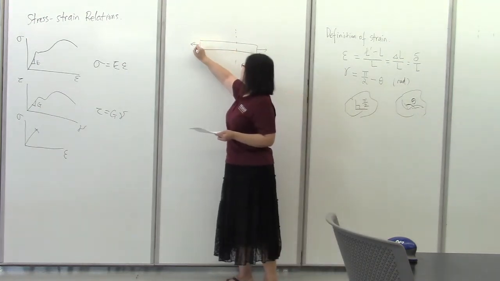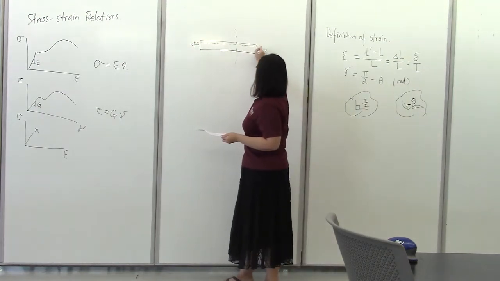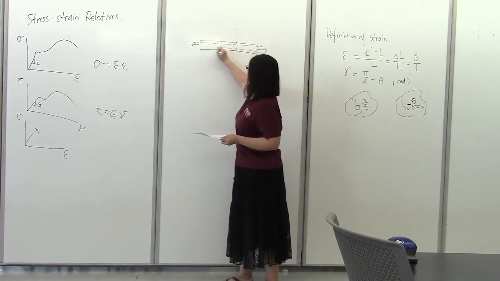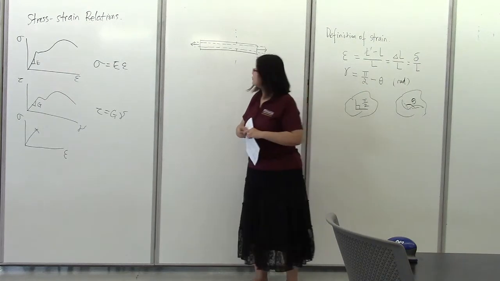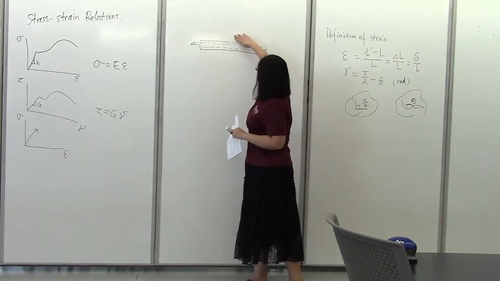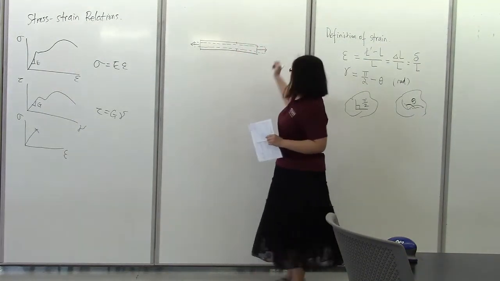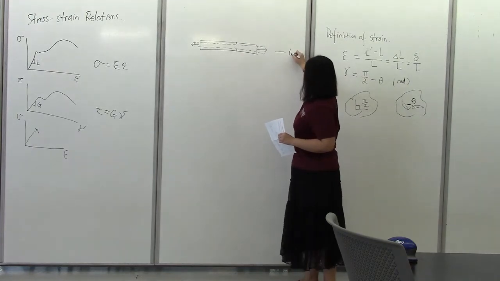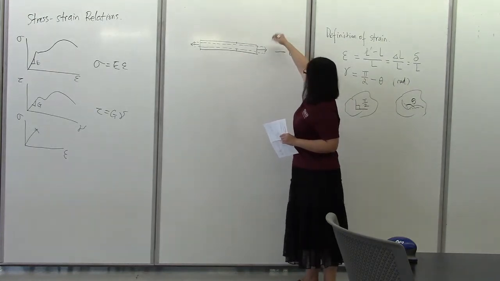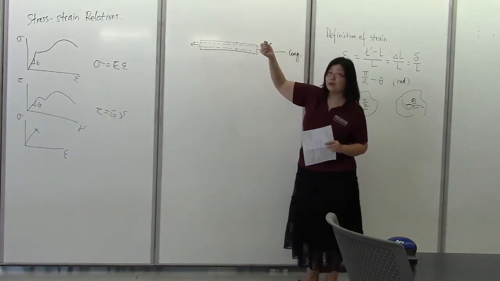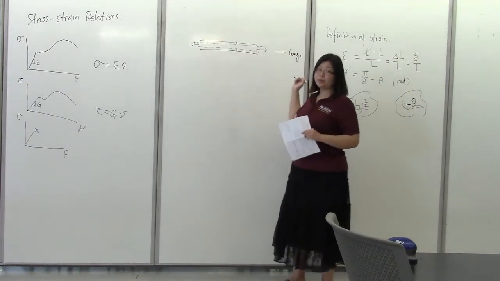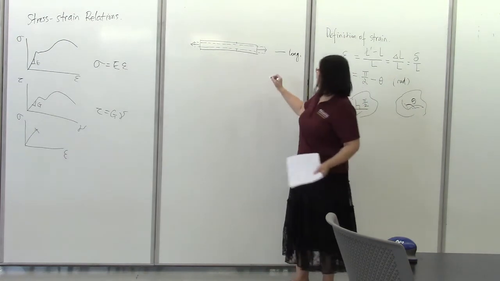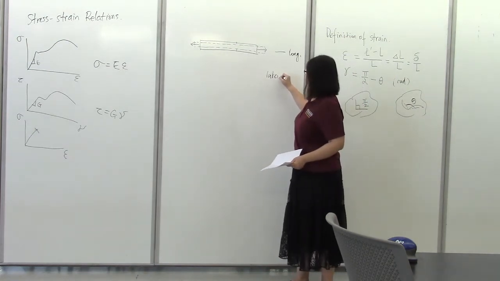So the deformed shape might look like this. The bar would become a little longer, but also thinner in the cross-sectional dimension. So this is called the Poisson's effect. And again, this is considered to be the longitudinal direction, and we have two lateral directions. The directions that are perpendicular to the longitudinal direction are considered to be the lateral directions.